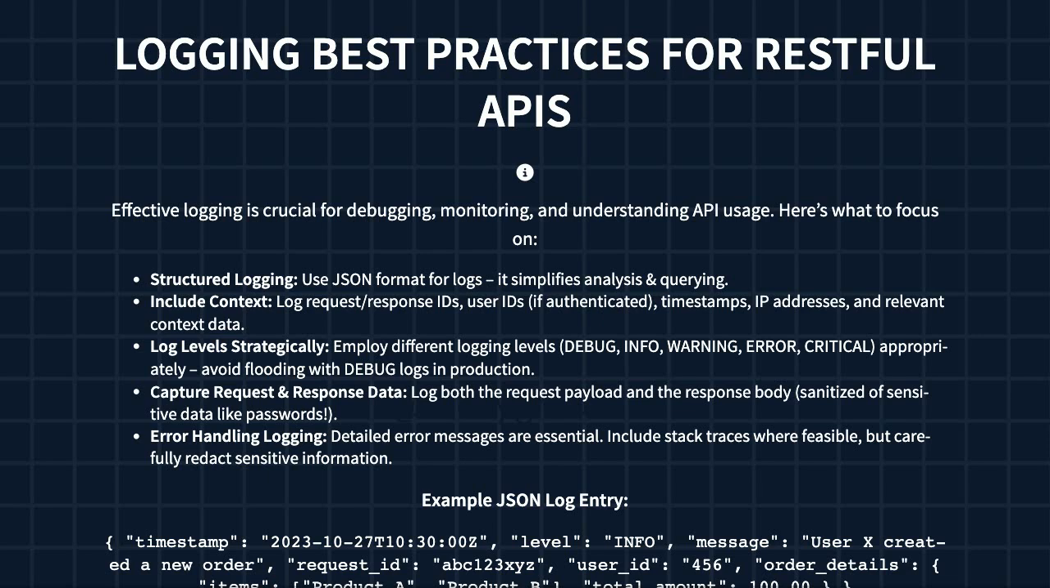Then use different logging levels: debug for development, info for general operation, warning for potential issues, error for actual problems, and critical for severe errors. And absolutely log both the incoming requests and the outgoing responses, again, being careful to sanitize sensitive data like passwords. Finally, a well-structured error log with detailed messages and stack traces if possible is invaluable for troubleshooting.